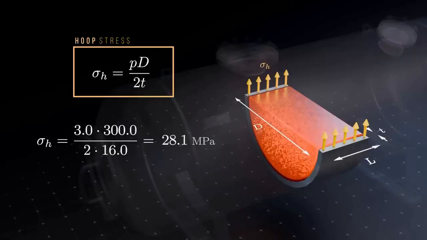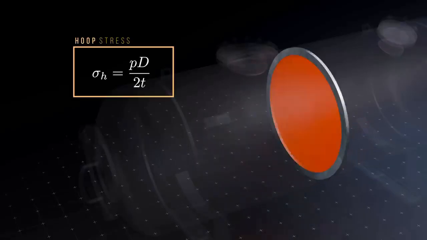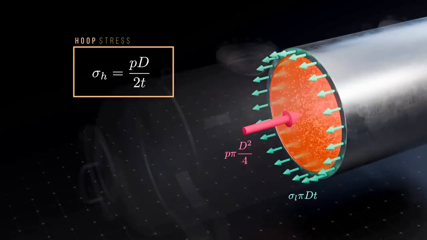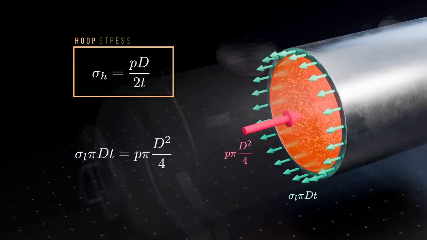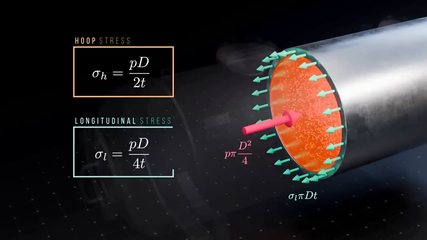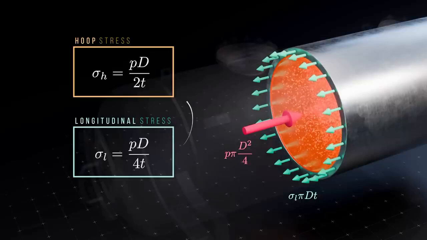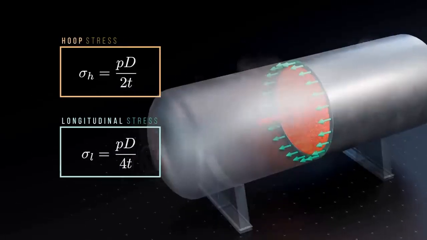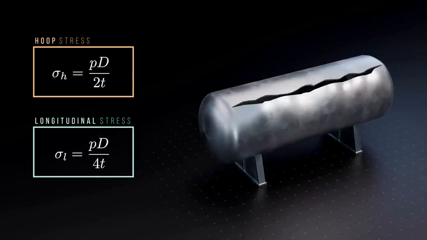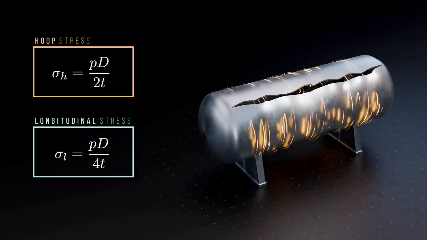We can derive an equation for the longitudinal stress in a similar way, by taking a circumferential slice of the vessel this time. The important insight here is that the hoop stress is twice as large as the longitudinal stress. This means cylindrical pressure vessels are theoretically more likely to fail by splitting along their length rather than around their circumference, because the material reaches its yield point in the hoop direction long before it does in the longitudinal direction.